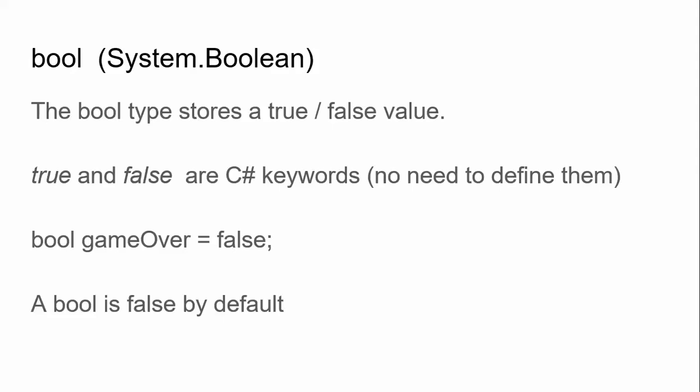So the simplest one is the bool type. That's our Boolean variable. It just means it stores true or false. And true and false are already predefined in the language, just like they were in Lua. So if you want to make a variable called game over that stores a true-false value, you have to say that it stores a bool. So in this example here, bool game over equals false.